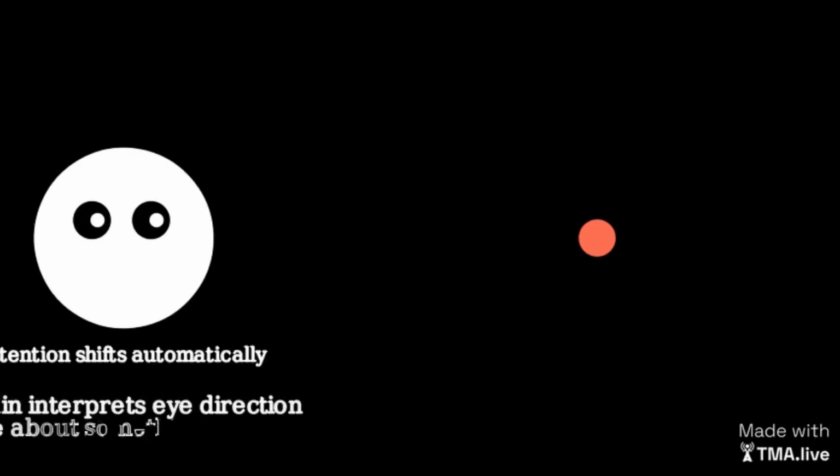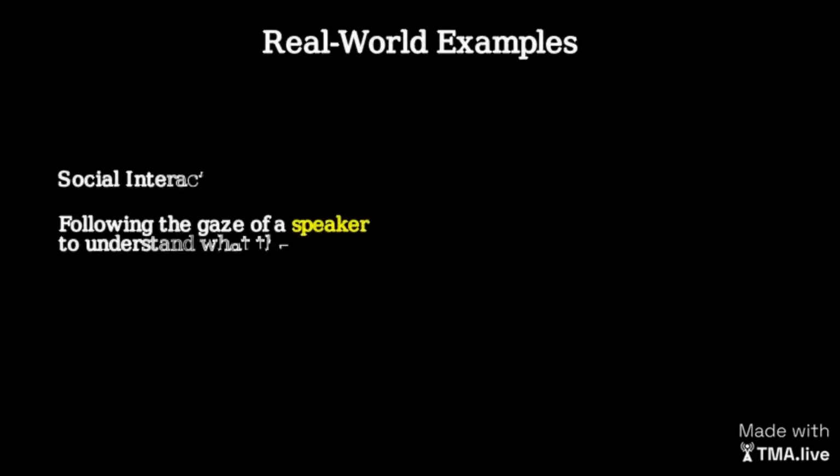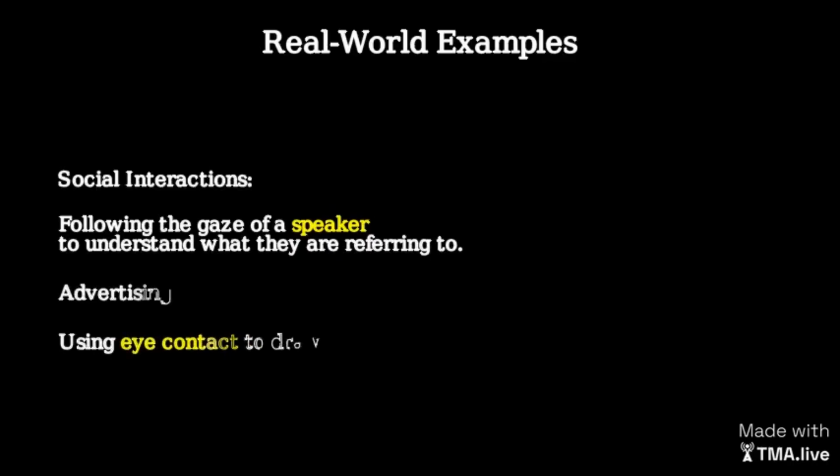The underlying mechanism involves the brain's interpretation of eye direction as a cue that something important might be present in that direction. This process is largely automatic and requires little conscious effort. Our attention shifts involuntarily as we follow the gaze of others.